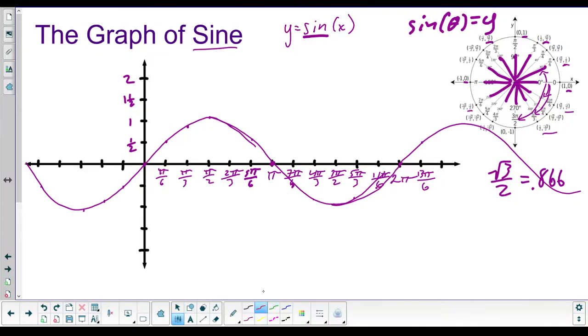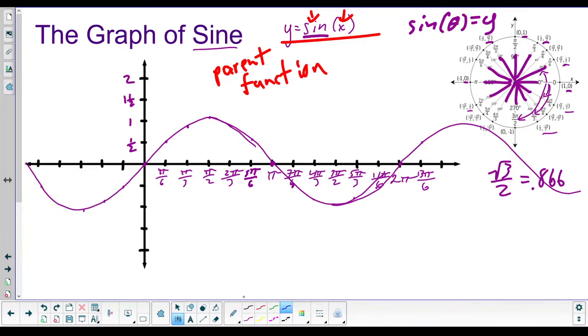This is what we would call the parent function, because this is the most basic sine function you can have. There's nothing weird about this. It's just the math operation we're interested in with x. There's no plus anything. There's no squaring. There's no multiplying by anything. So this is called the parent function. We're going to use this to make all of the other sine graphs.